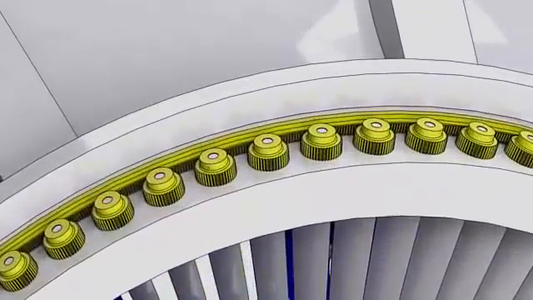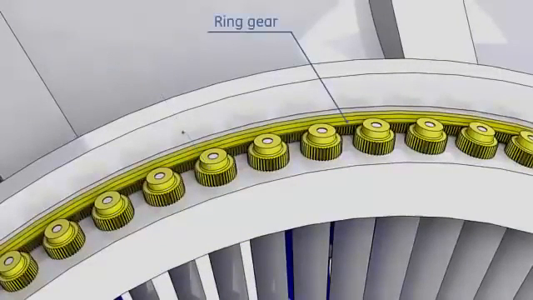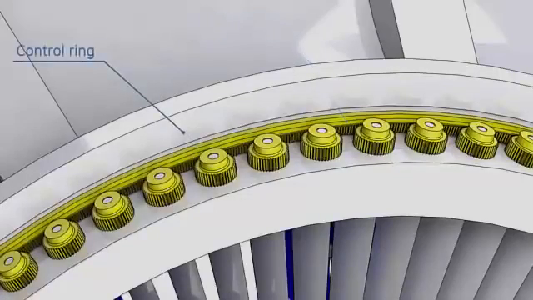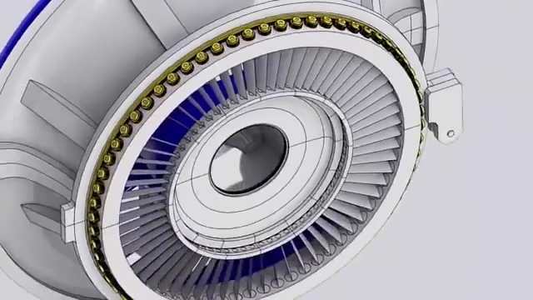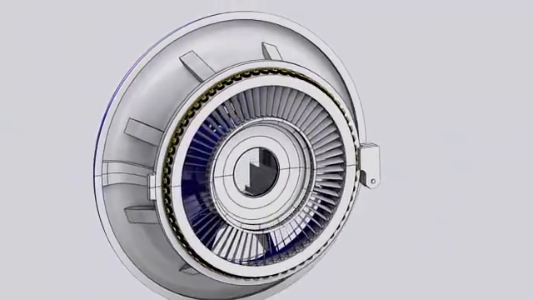A pinion gear is installed to each blade stem and is keyed into position. These pinions are rotated by a ring gear, which is assembled to the control ring. The control ring is positioned by a hydraulic actuator to obtain the desired inlet guide vanes opening angle. The opening angle for this gas turbine ranges from 34 to 84 degrees.